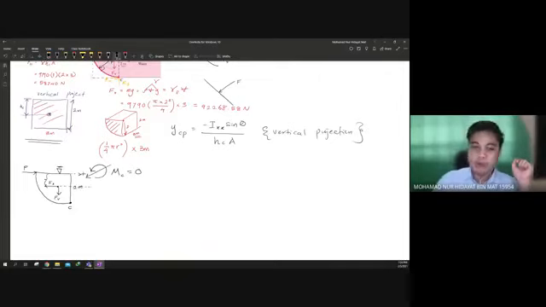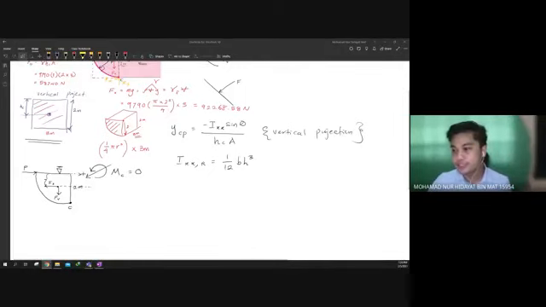Okay, our vertical projection, what's the shape of the vertical projection? It is rectangular, right? This is a rectangular shape. So when we look at the XX component for rectangular, it is 1/12 BH cubed. This is the formula.